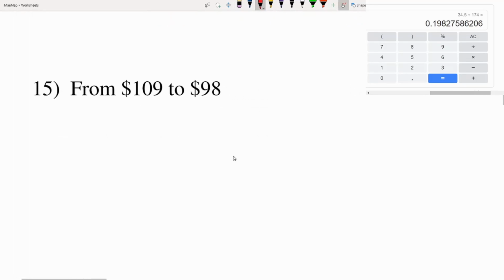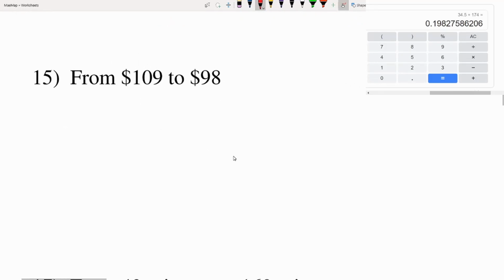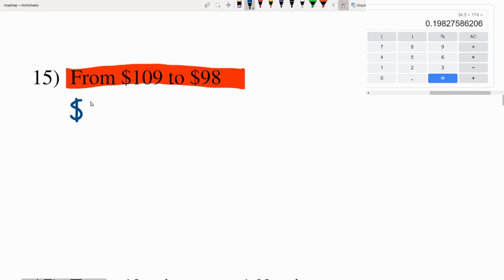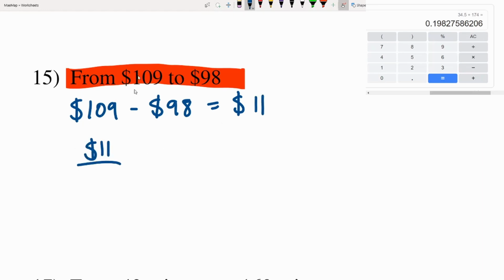In number 15, we're going from $109 to $98. We're losing money. That's a decrease. $109 minus $98 is going to leave us with how many dollars? That's going to be $11. So we'll have $11 over our starting amount of $109. So taking 11 and dividing it by 109, we get about 10.1%, and that was a decrease.